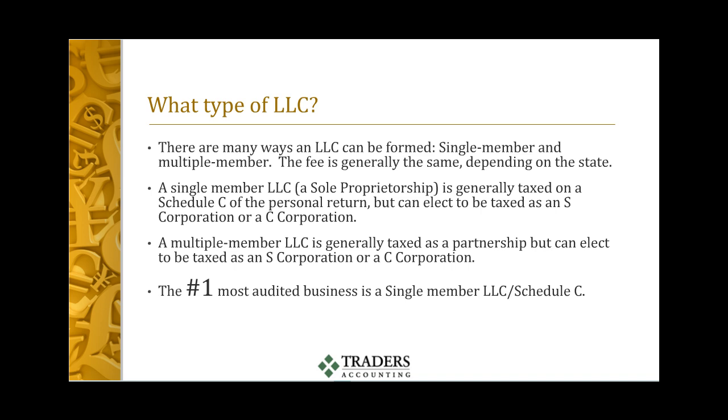But this is the key right here. The number one most audited business is a single member LLC or Schedule C. And the reason for that is people have abused the Schedule C over the last several decades. They've written off expenses that were hobby expenses. They've written off expenses that were not legitimate. They've tried to depreciate fancy cars or boats or airplanes or whatever. And so this has become the most scrutinized thing by the IRS.